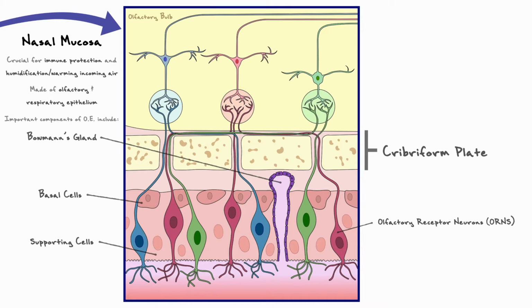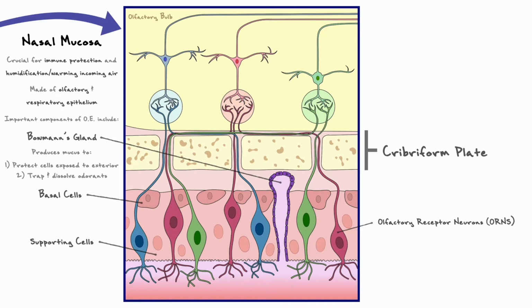Bowman's glands are a key structure in the olfactory epithelium that secrete mucus into the nasal cavity to produce a barrier that protects the cells exposed to the exterior and thus are vulnerable to toxic chemicals. The mucus produced by Bowman's glands also has the important function of trapping and dissolving odorants, which aids tremendously in our ability to smell different chemicals.